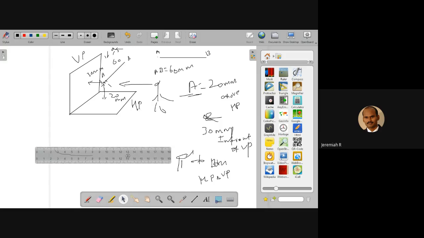So what you have to do? Take the scale. You have to draw an XY line like this.